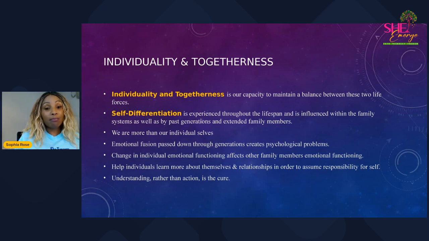This idea of the emotional fusion that is passed down through generations creates psychological problems. A change in the individual's emotional functioning also affects other family members' emotional functioning. This also helps individuals to learn more about themselves and relationships in order to assume responsibility for self. Not only that, but understanding rather than action is the cure. This is what the whole concept of Bowen Family Systems is all about.